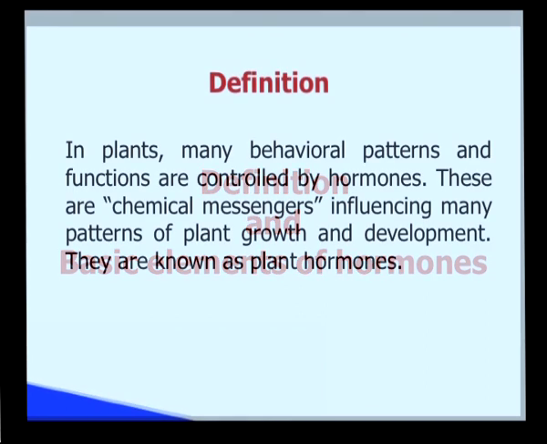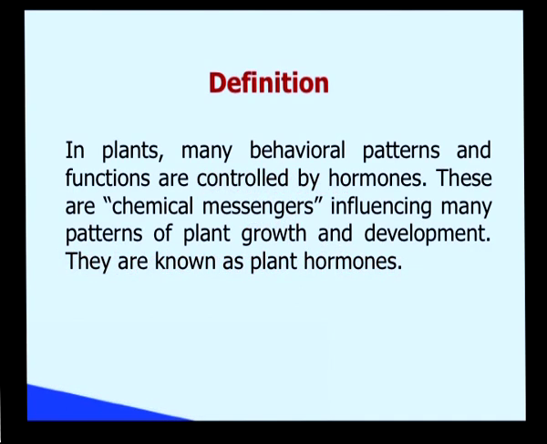So, first of all, what are plant hormones? Actually, in plants, many behavioral patterns and functions are controlled by hormones. These are chemical messengers influencing many patterns of plant growth and development, and they are known as plant hormones or phytohormones. Phyto means plant. So, we can say phytohormones or plant hormones. We can even say plant growth regulators.